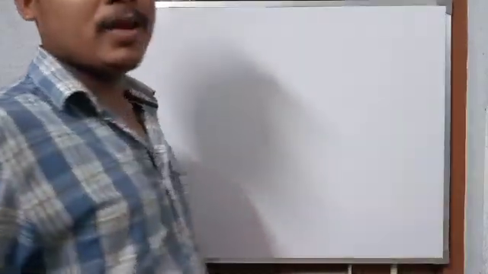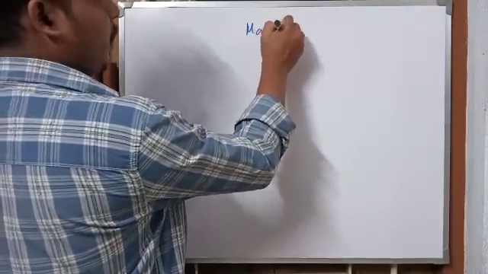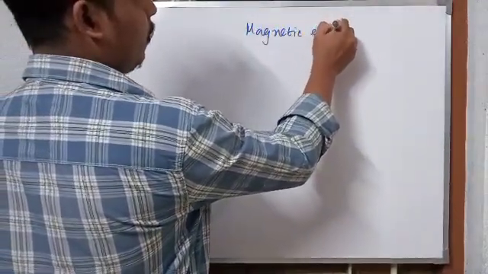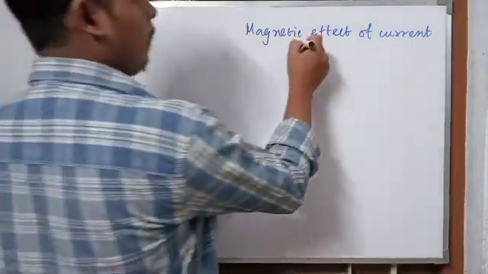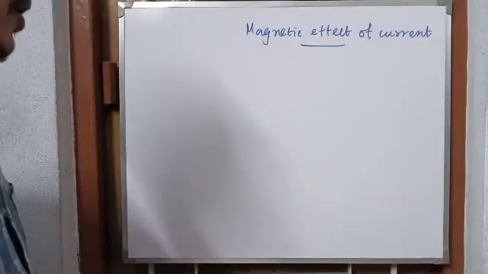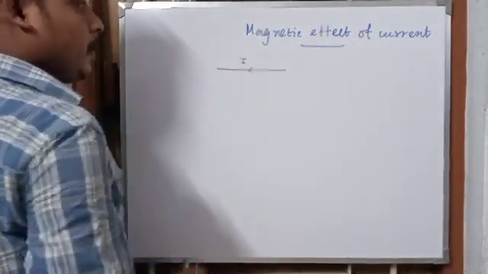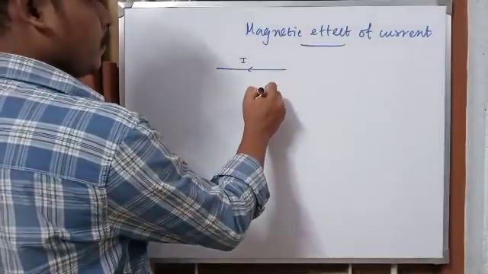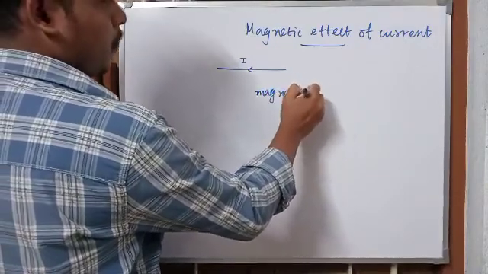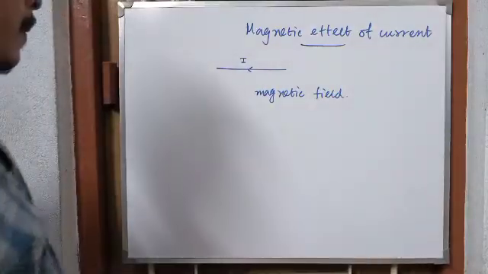Today we will discuss the magnetic effect of current. Magnetic effect of current means if there is a current carrying wire carrying a current I, then it creates a magnetic field in its surrounding. Okay?